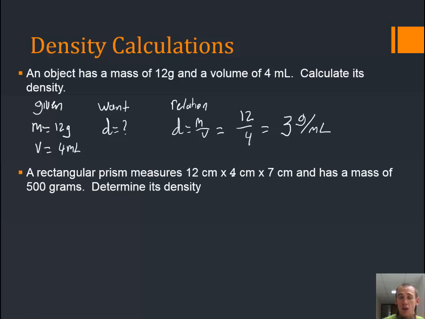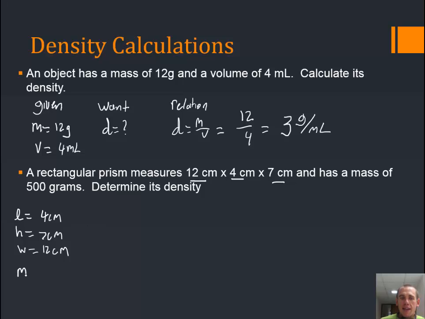A rectangular prism measures 12 centimeters by 4 centimeters by 7 centimeters and has a mass of 500 grams. Determine its density. Okay, this one is a little bit more complicated. Look at your given information. You're given a length and a length and a length. So it's a rectangular prism. That's a length, width, and a height. So I have a length of 4 centimeters, and I have a height of 7 centimeters, and I have a width of 12 centimeters, and it doesn't really matter which one you label what. Either of them could be length, height, or width.